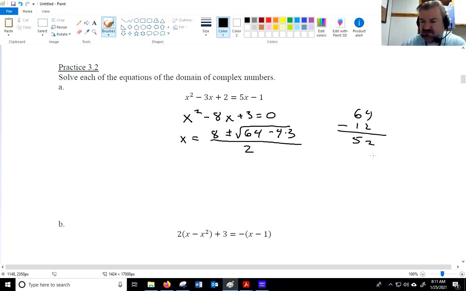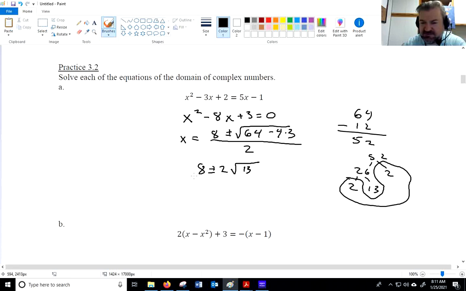So I need to find the square root of 52. Now 52 is 26 times 2, which is 2 times 13. So you see I got a pair of 2's. So this is 8 plus or minus, I bring out the 2 for the pair, and I leave the 13 inside, all over 2. And I can divide each one of these numbers by 2, so I will. 4 plus root 13, 4 minus root 13 are our solutions.